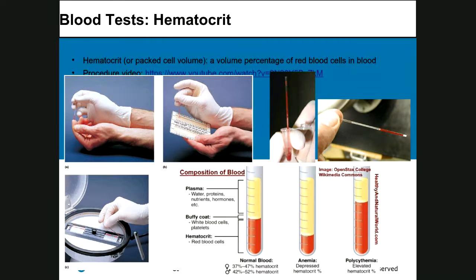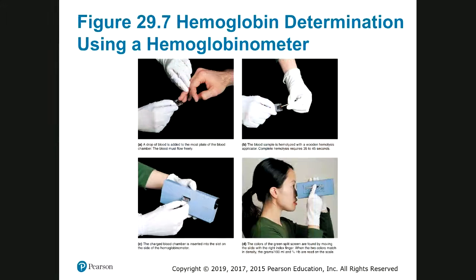And also staying with the red blood cells, we can also determine hemoglobin using a hemoglobinometer. So a drop of blood again to the plate of the blood chamber. It's typically read by this hemoglobinometer.